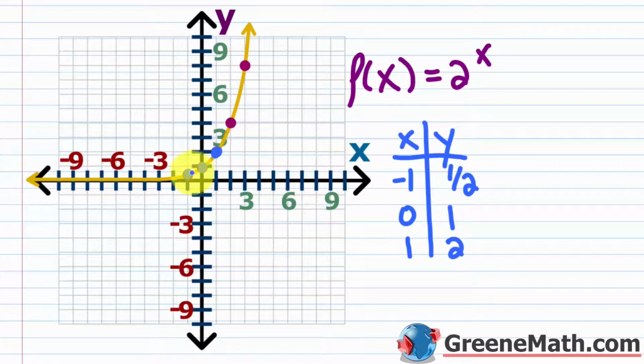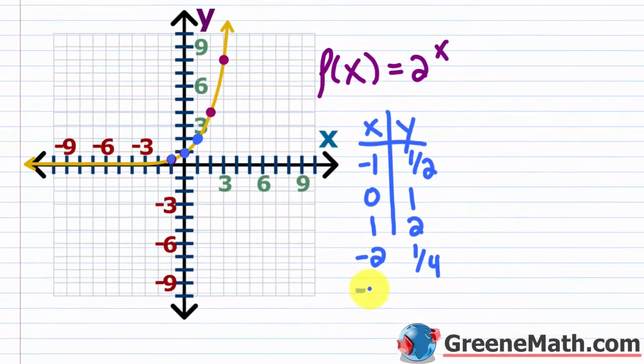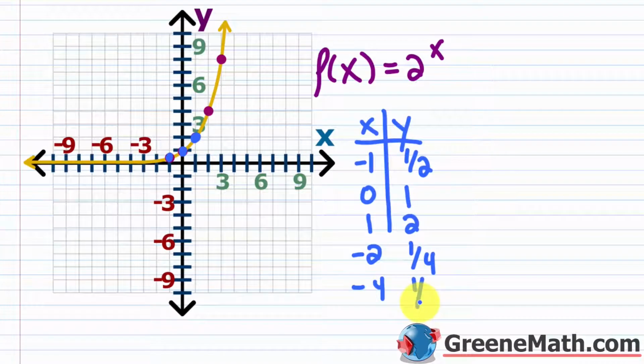We know going to the left that it's going to approach the x-axis but never touch it. So I know if I chose some values, let's say I picked -2, for example, well, this is 1 over 2 squared, so that's 1/4. If I picked -4, this is 1 over 2 to the 4th power, so that's 1 over 16. Again, so on and so forth. So as this goes to the left, and I'm picking bigger and bigger negative values for x, the y values are getting closer and closer to 0, but they'll never touch it.